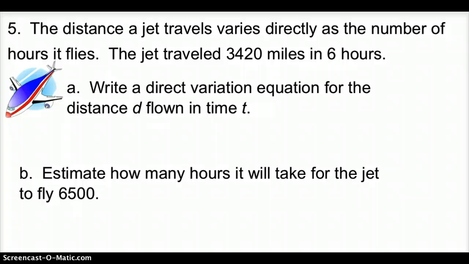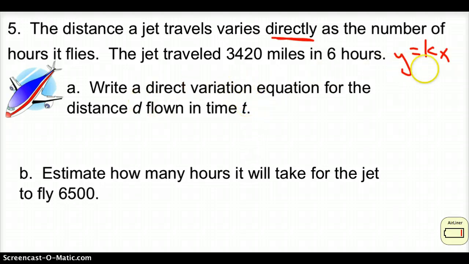Next, now it's a little bit of a word problem. The distance that a jet travels varies directly as the number of hours it flies. Varies directly tells me that it's going to be a direct variation equation. What is that? It's y equals kx. Awesome, there it is. The jet traveled 3,420 miles in 6 hours. Write a direct variation equation for the distance d flown in time t.